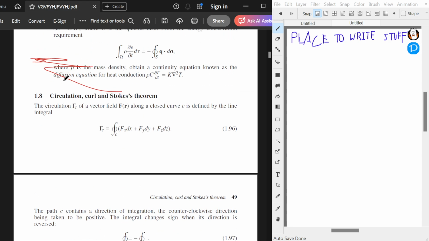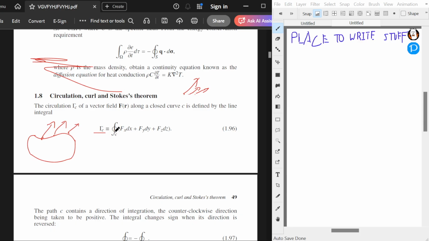Okay, circulation, curl, and Stokes' theorem. The circulation of a vector field F(r) along a closed curve C is defined by the line integral this. So circulation of a vector field: every point has a vector. So boom, vector here, vector here, vector here.